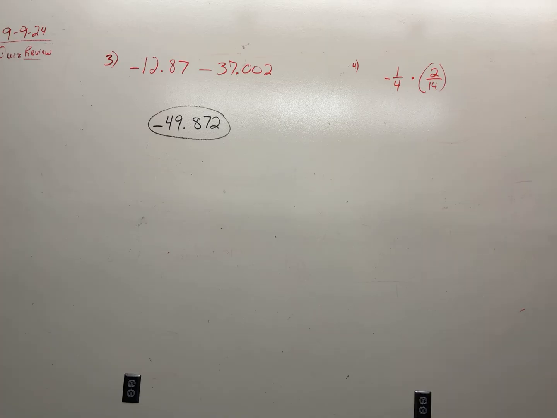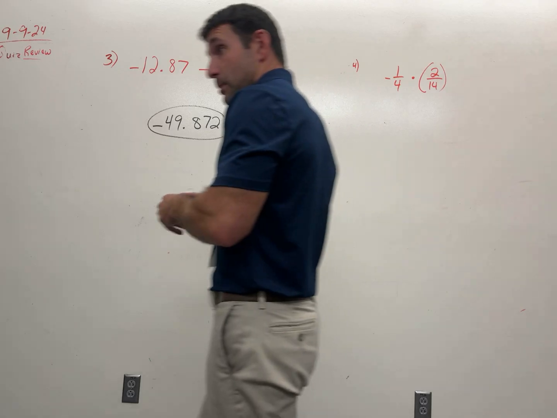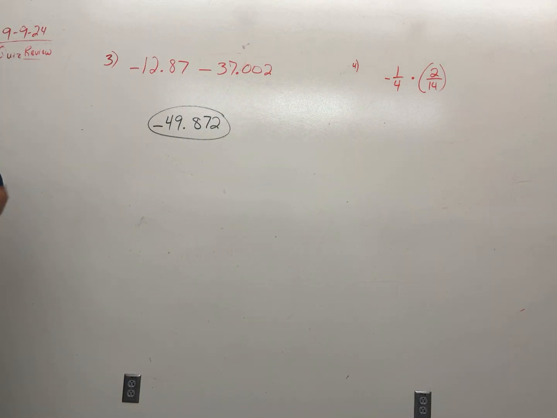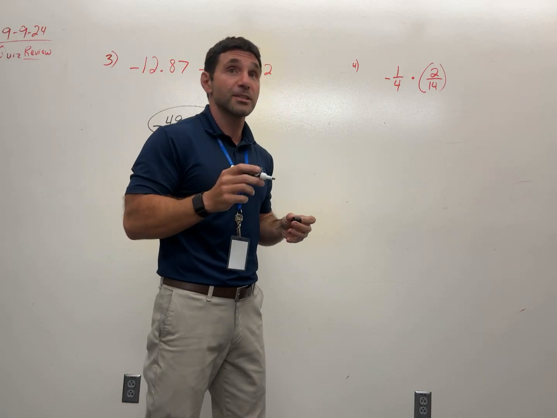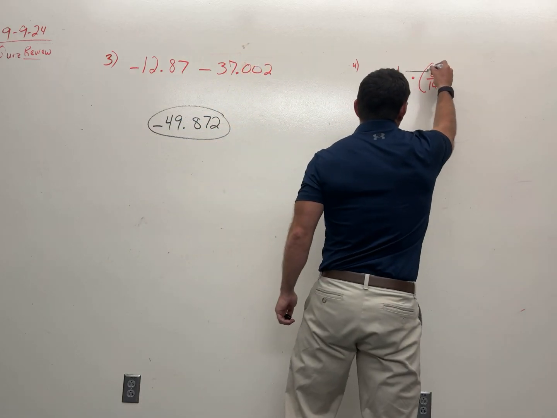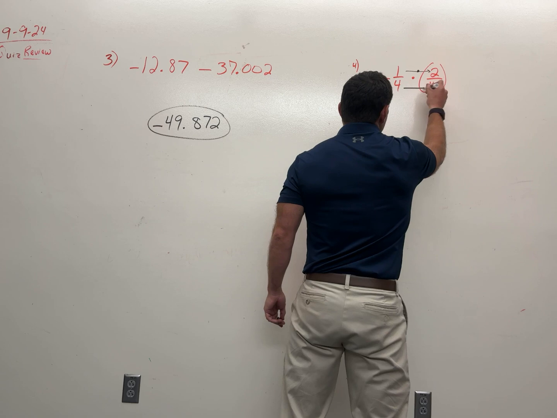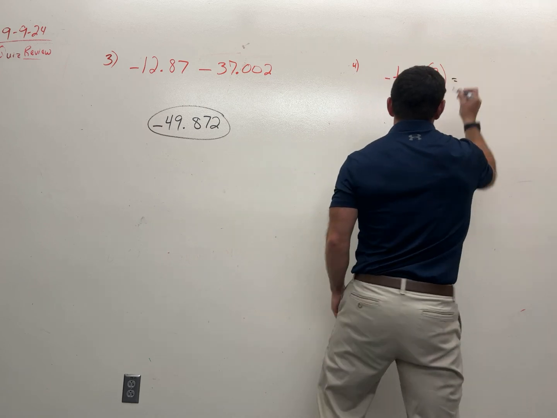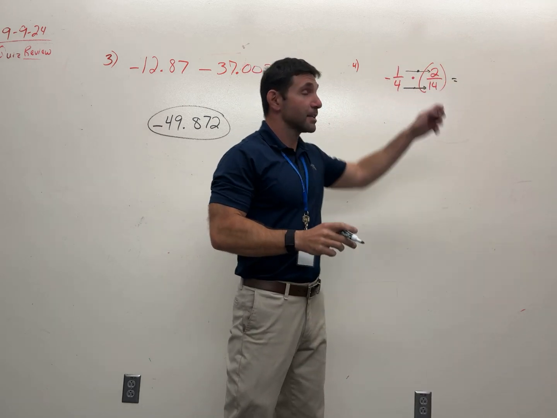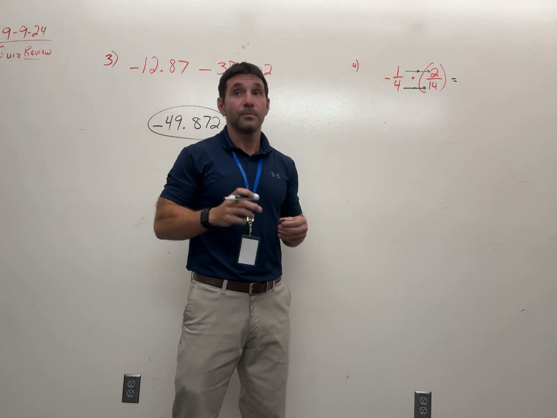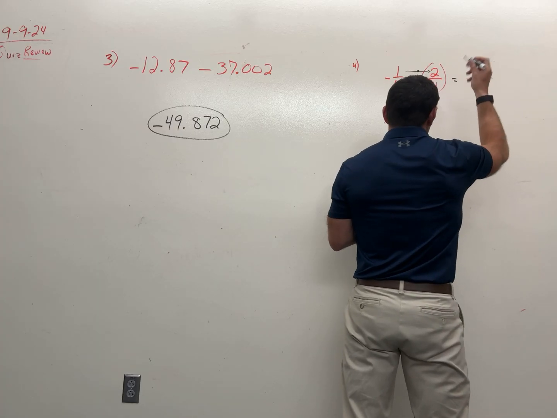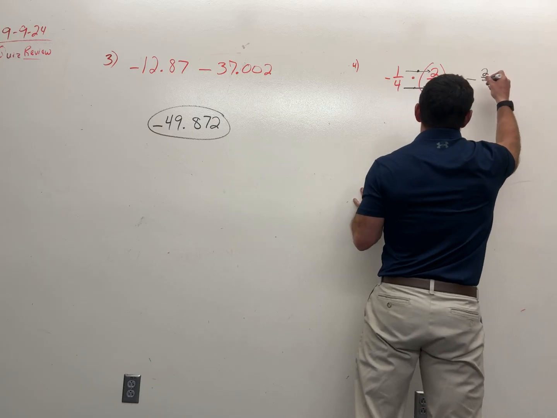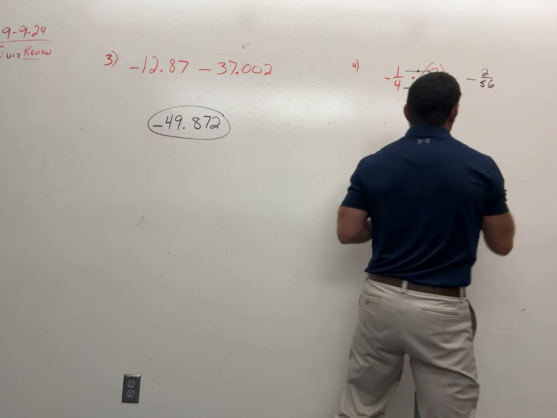Okay, now for number 4. Couple different ways we can do this. We know this is multiplication. When we multiply fractions, we multiply the numerator by the numerator, the denominator by the denominator. If we multiply a negative times a positive, what do we get? Negative. 1 times 2 is 2. 4 times 14, use your calculator. 6, carry the 1. 56. Is this my answer?